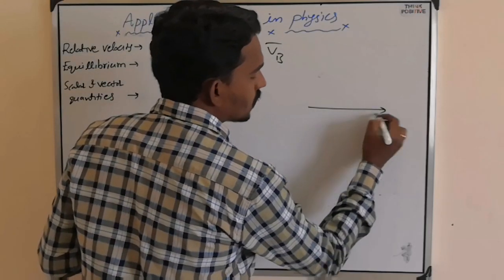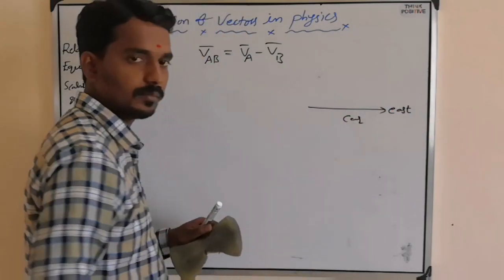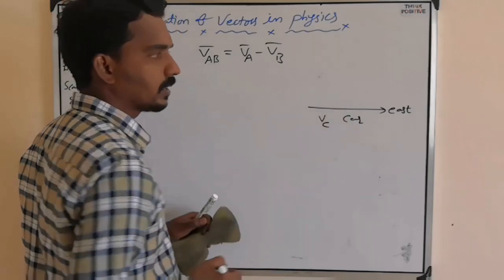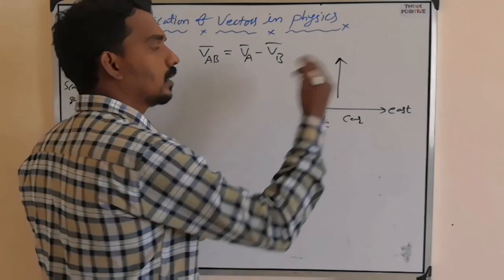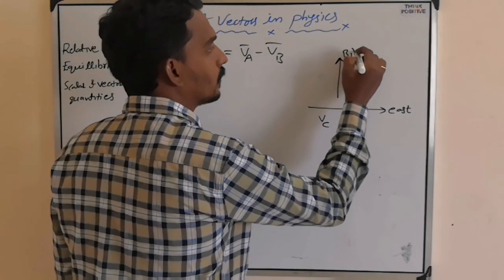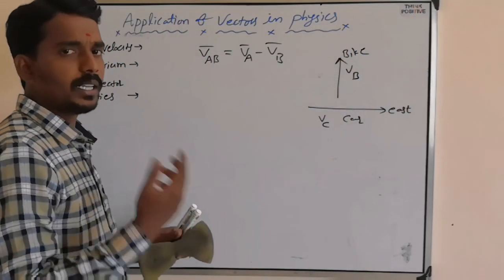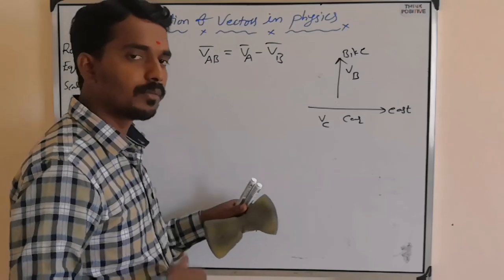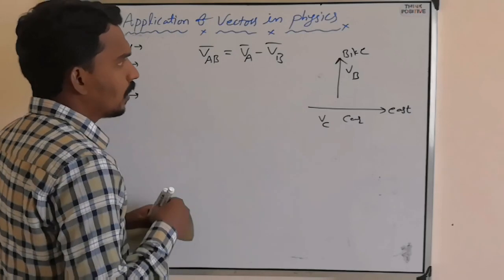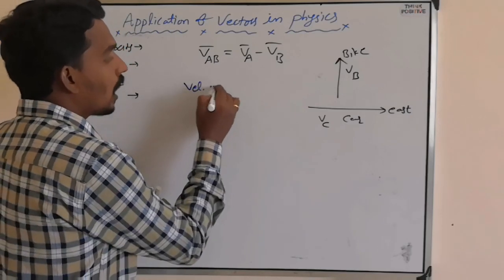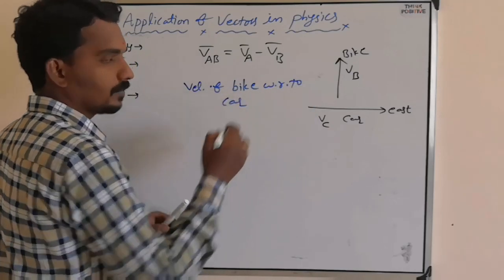See, you are moving in this direction, east, in a car. So let's say the car velocity is VC. One person is moving towards north on a bike, so VB. Then the question is, what is the velocity of the bike with respect to the car? Velocity of bike with respect to car.